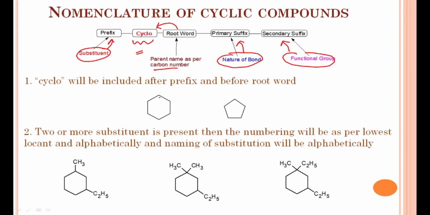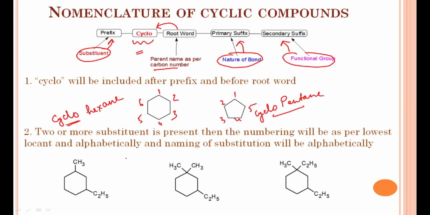So take an example. Let's number this 2, 3, 4, 5, 6. So it is a 6 carbon atom compound and all are single bond. So it is an alkane. So it will be hexane. Now it's a cyclic compound, that's why it will be cyclohexane. So this cyclo we have included before the root name. Let's come to this 1, 2, 3, 4, 5. So it is a pentane. So that we have to include cyclopentane.